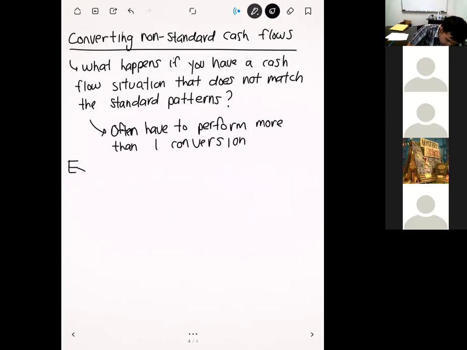All right. So let's do an example here to kind of show you what I mean. To give you an example of both what a non-standard situation looks like, and also what to do with it. Okay, so in this example, let's say that we have a student that borrows $1,000 per year for 3 years.